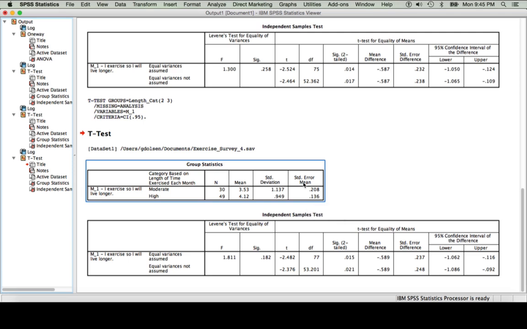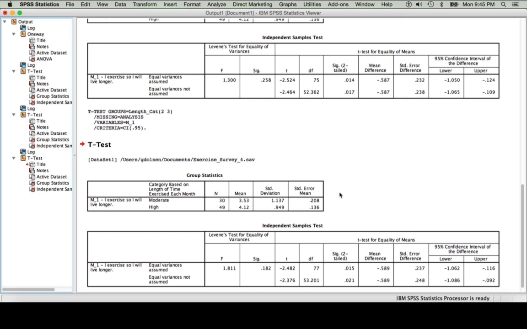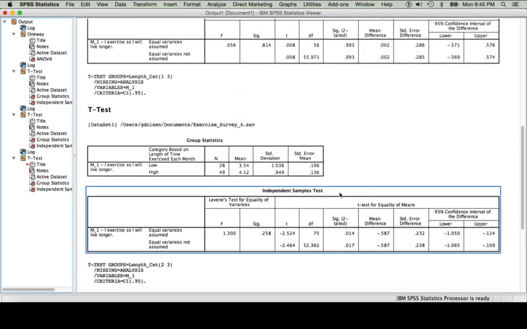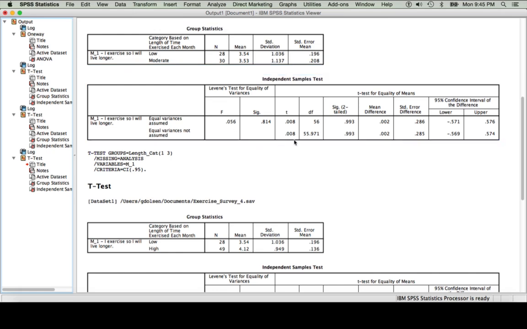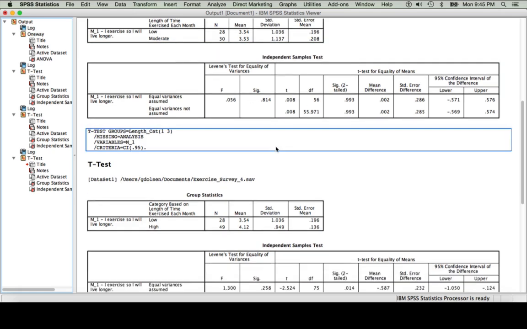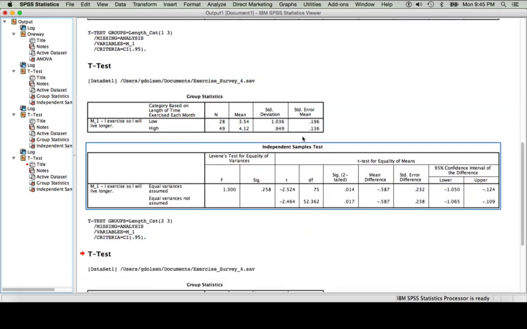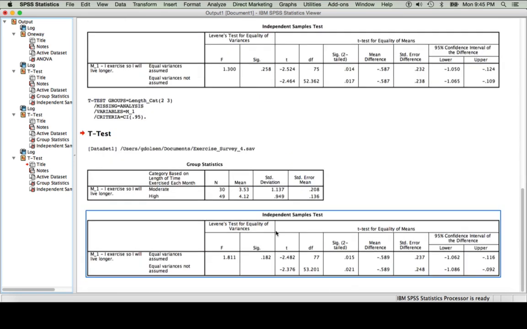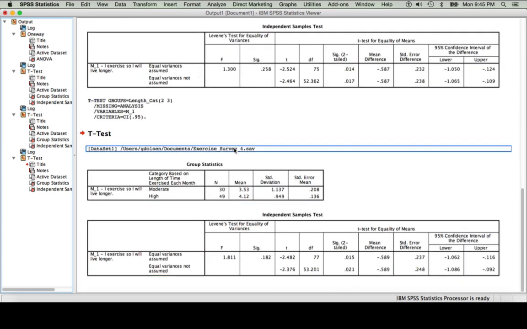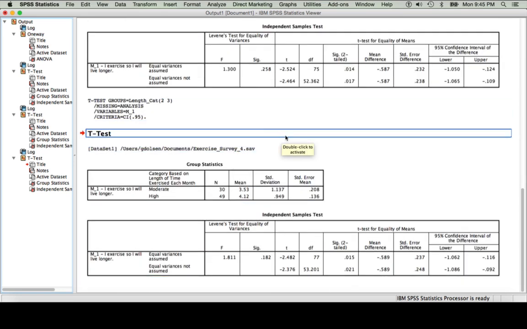So the one-way ANOVA told us, yeah, you look at those three levels, low, moderate, and high, for M1, "I exercise so I'll live longer," there seems to be a difference across those variables. But in order to figure out where the difference is coming from, we have to do a series of pairwise t-tests. The difference, if we go over this again, doesn't seem to be coming from low to moderate, but it does seem to be coming from low to high and also moderate to high. So that's where our significant differences are coming from.